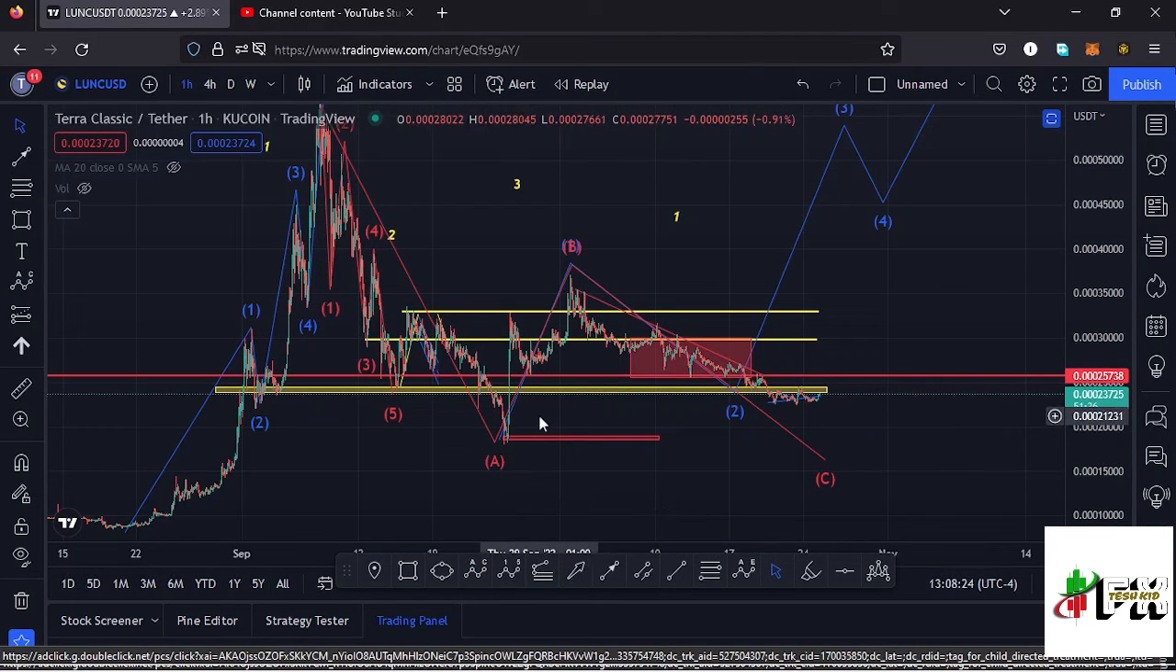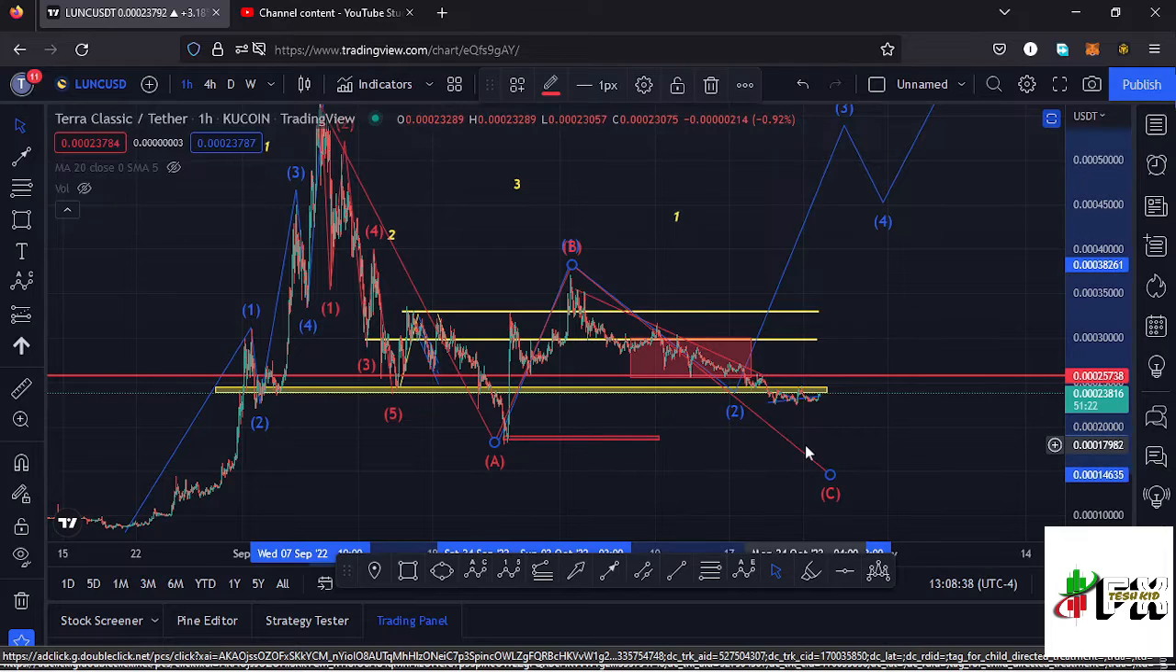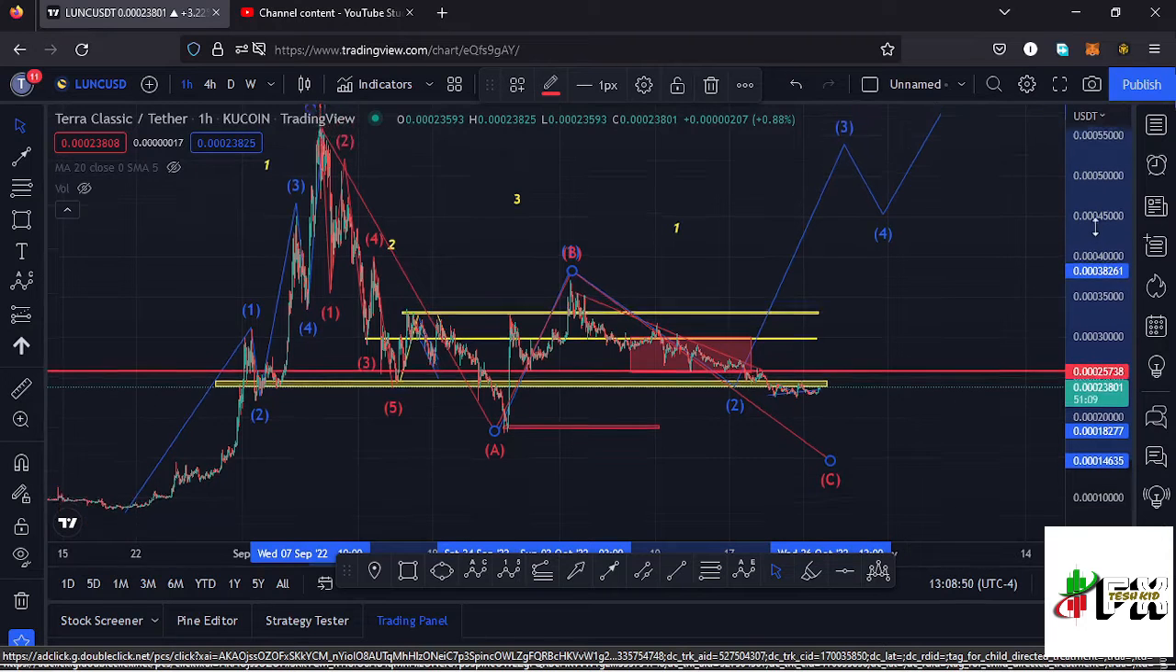And in case that is the case, and we make a new low below the low that we have at around the $0.00018 mark, then I will have to view this movement to the lower side as a higher Elliott wave count 2, then start sketching out movements to the upper side in the formation of a higher Elliott wave count 3.